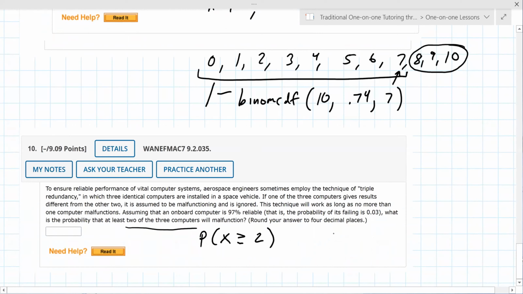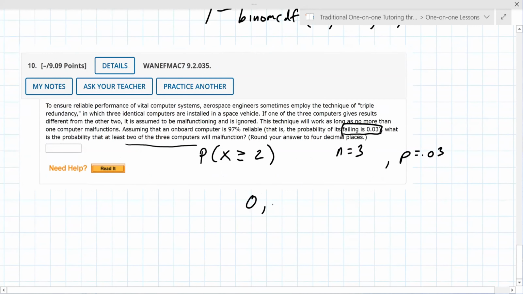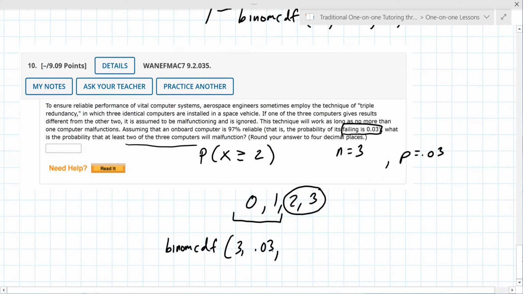Okay, so N is 3 because that's how many there are. P though is 0.03 because that's the malfunction probability. And again, it's 0, 1, 2, and 3. And this is what you want. Binomial CDF gives you this. If there's anything you're taking away from tonight, hopefully it's this binomial CDF stuff. It's the value 1 there, and then you do a 1 minus on it. Gotcha. Done with that one.